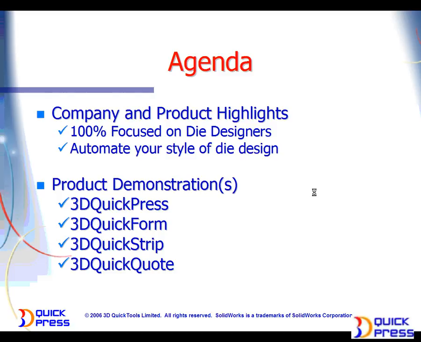on needs and budget. The flagship product is called 3D Quick Press. There's a complex unfolding technology called 3D Quick Form. We also have a subset for the sales professional called 3D Quick Strip, and another product called 3D Quick Quote for quick unfolding.